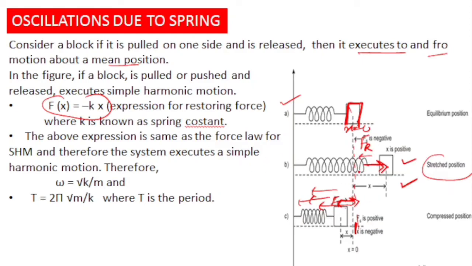So this executes to and fro motion. So it is an example of simple harmonic motion. So you can use F(x) equal to minus kx, where k is the spring constant. This is the same as the force law for simple harmonic motion, and therefore, like in simple harmonic motion, omega is equal to root over k by m, and the time period of this spring is 2 pi root m by k. This is the expression for the time period in this case. Okay, so I hope it's clear to all of you.